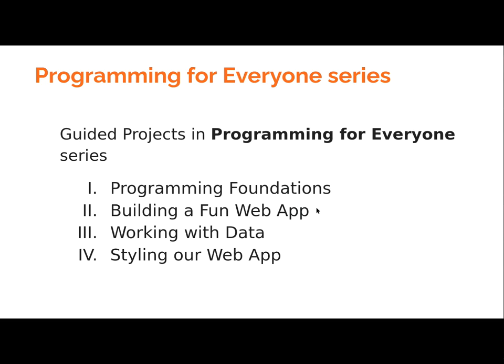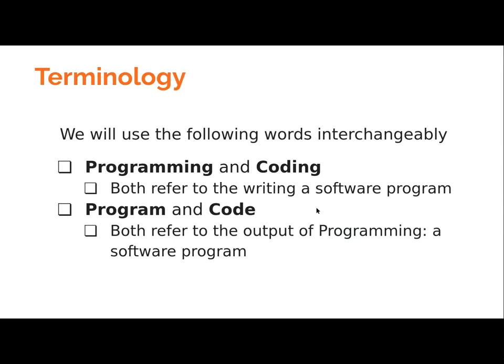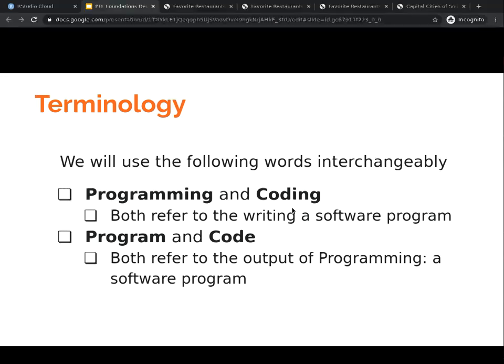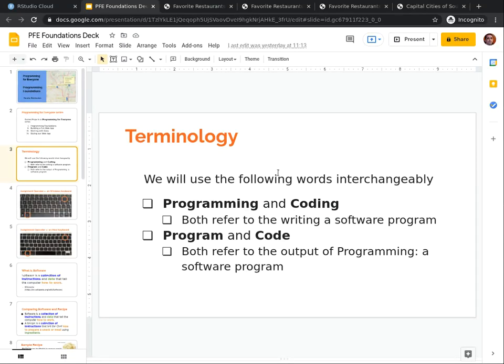Let's talk a bit about the terminology. In this guided project series, we will use the words programming and coding interchangeably to refer to the writing of a software program. Similarly, the words program and code will refer to a software program. Often, you may also hear the words source code to refer to a program. Now let me show you the apps that we will create in this guided project series.